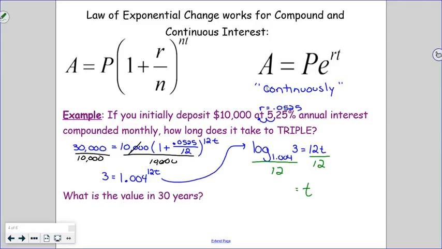How long does our money need to stay in there to get $30,000? A lot longer than we want it to, right? 22 years to triple our money. Any questions on that?